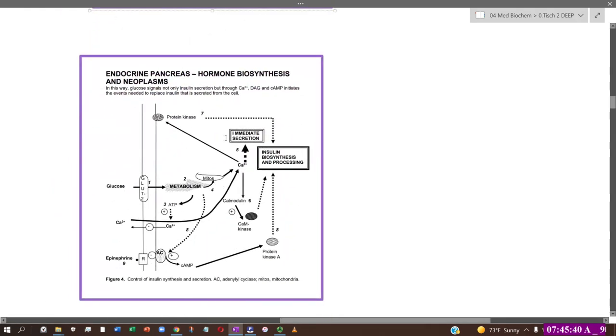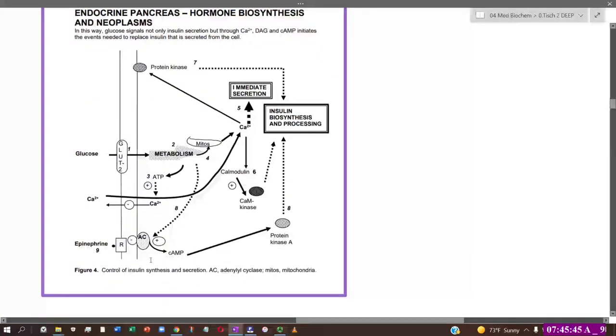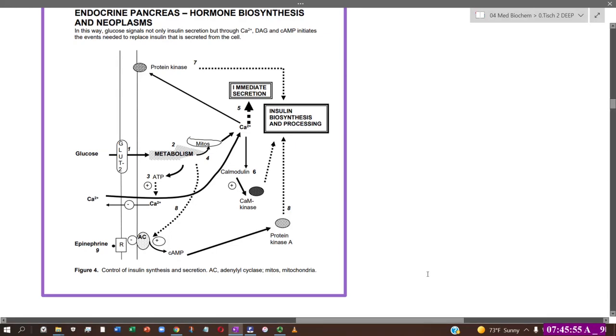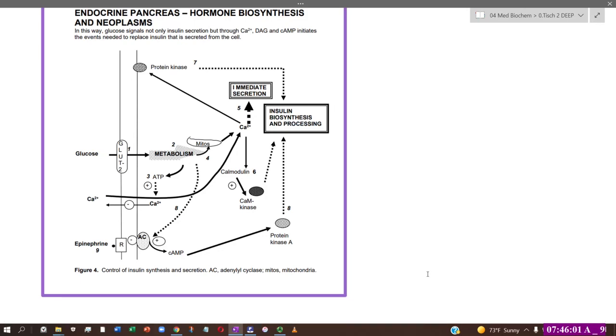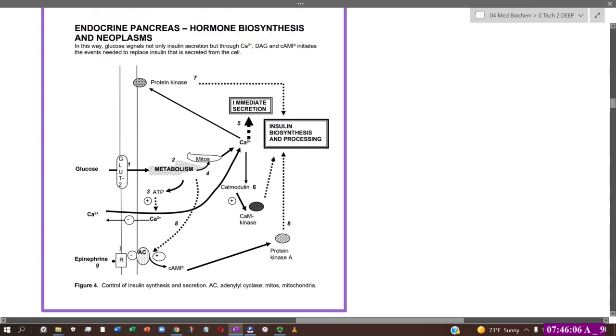Next, we have figure 4 out of 5, and it says the control of insulin synthesis and secretion. So how to synthesize it and how to secrete it. AC stands for adenylyl cyclase, and mitose is mitochondria. So what do we have here? On the right, it looks like this is maybe the outside of the cell. It's not labeled clearly, but this is probably extracellular space.